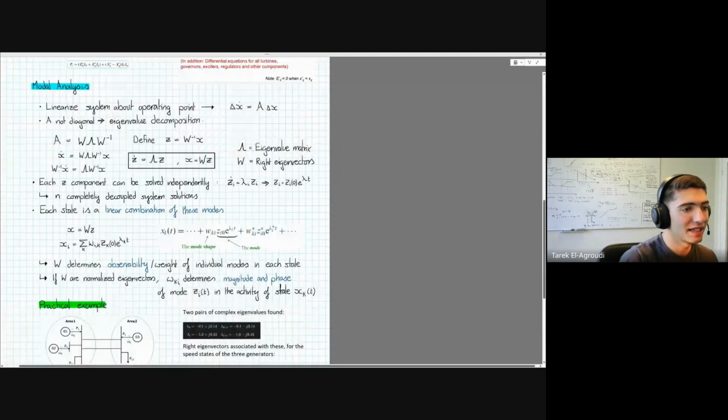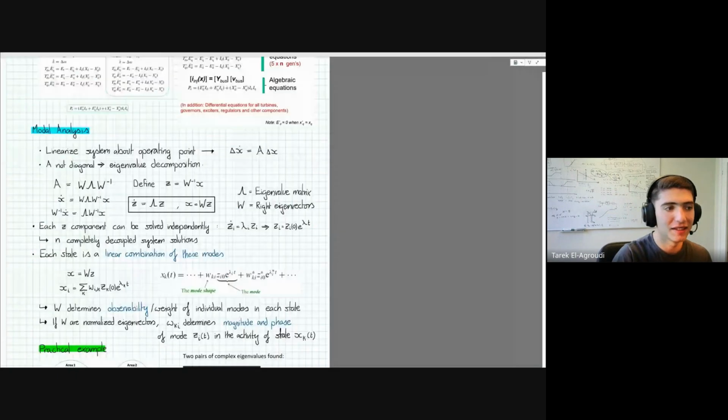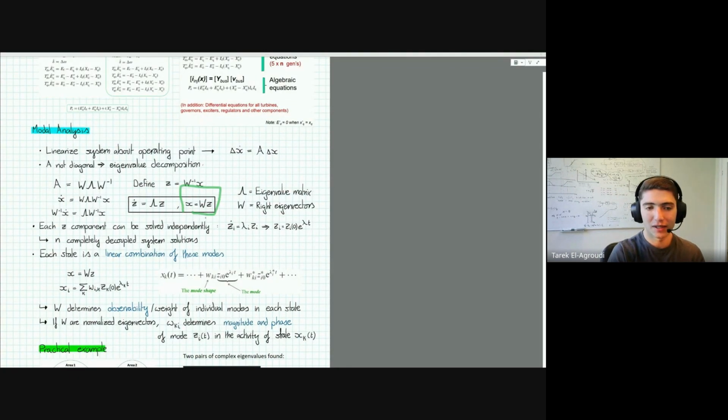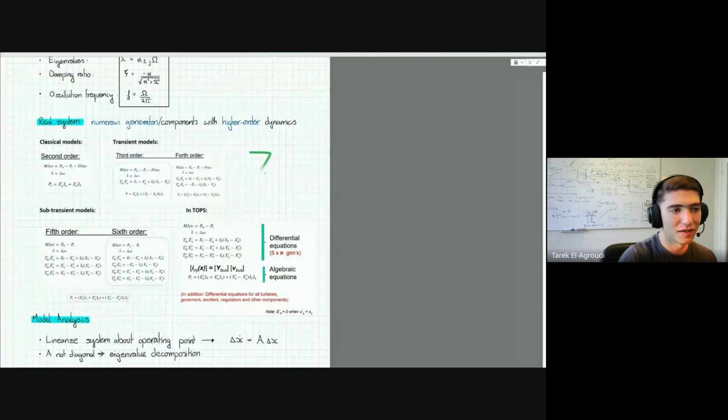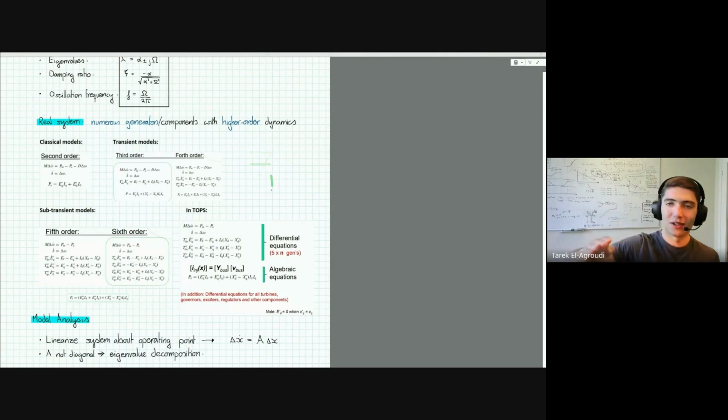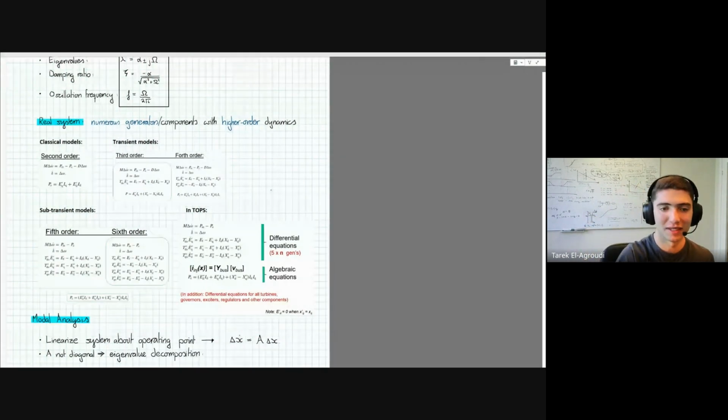Once you have these eigenvalues, then you can look at the so-called mode shapes, which basically relate these states to these system modes. So you have your states, which are your generator 1 frequency, your generator 2 frequency, and these are a function of these 90 or so oscillating modes which are in the system.